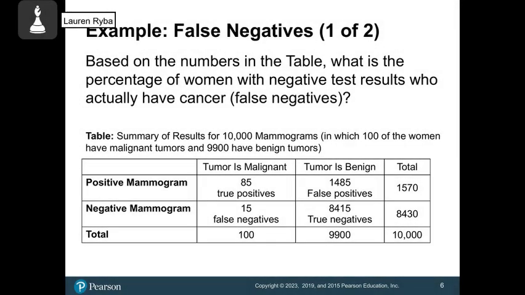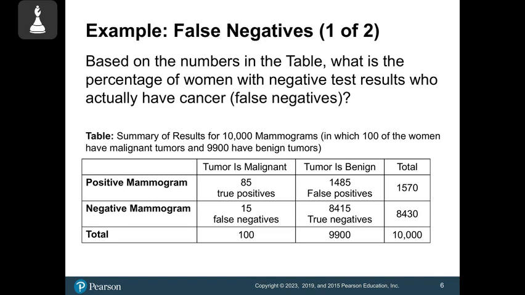So here's an example of some positive and negative tests based on a tumor and whether it was cancerous or not. Remember that malignant means that those are your cancerous tumors. Your benign are your ones that are safe. They are fine. So in this table, the tumor was cancerous and it tested positive 85 times, and it tested negative 15 times. So these ones down here are false negatives. They should have tested positive.